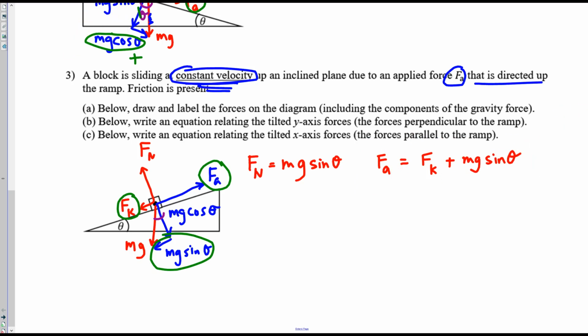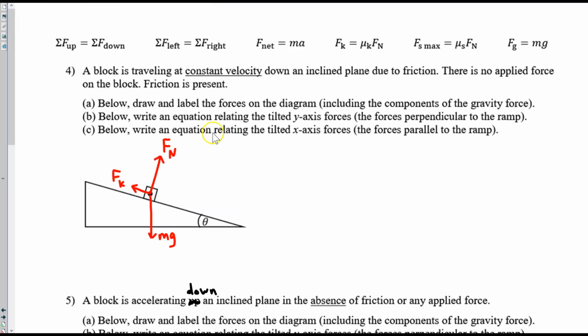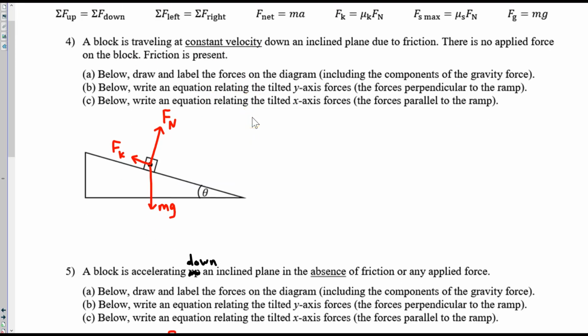That's why it's all positive in this equation. Okay, number 4. The block is going down, constant velocity again. So we can use these two equations. There is no applied force. There is friction, so I drew that in. So my picture is done.